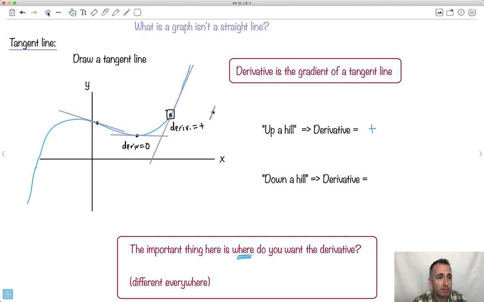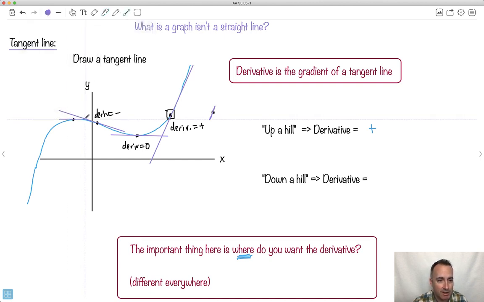All right, so what would the derivative be there? Can you see I'm going kind of down a hill? So I'm going to say the derivative here, derivative equals negative. Do you see that? And right here, guess what? The derivative here is going to be 0 because it's also flat. So do you see, it all depends on where we're looking.